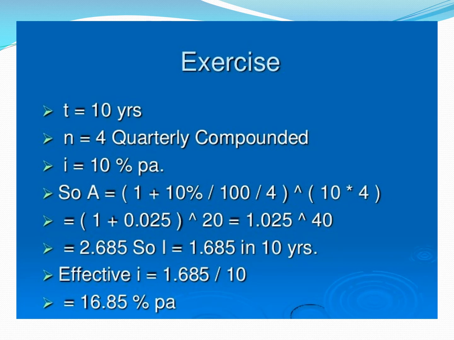In case the time period is 10 years, with n equal to 4 for quarterly compounding, it means every year 4 times we have to pay interest, and I equal to 10% per annum. Therefore, amount equal to (1 plus 10 by 100 divided by 4) power of 10 into 4, that is 1.025 power of 40, which is 2.685. The interest over 10 years is 1.685, divided by 10. Therefore, lastly we get 16.85% per annum.